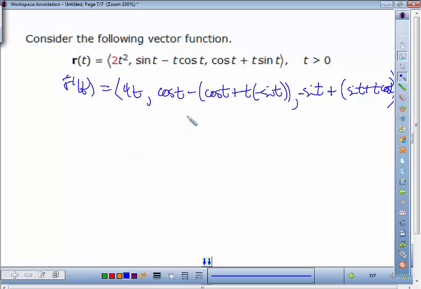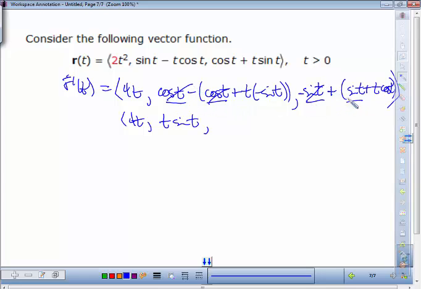All right, so let me take a minute to simplify this. 4t, oh, that one cancels. That was nice. And I have a negative and a negative, so that's a positive t sine t. And then this also cancels. That's good too. And a positive, so that's a positive t cosine t. All right, maybe it's not so bad. So that's the first derivative.